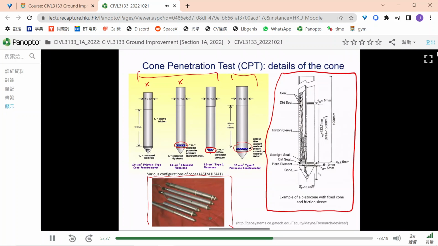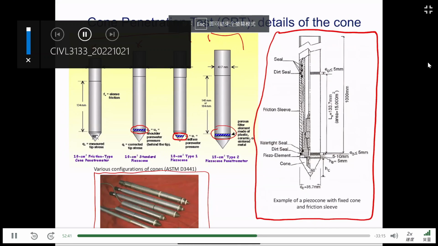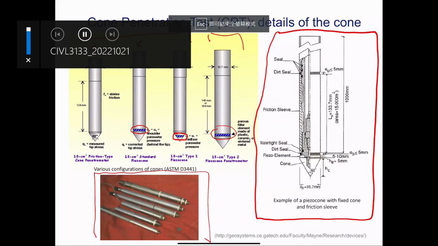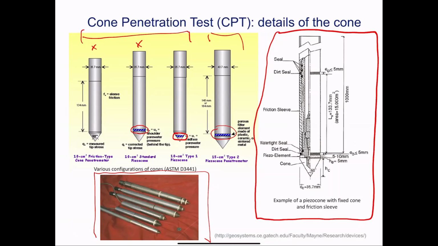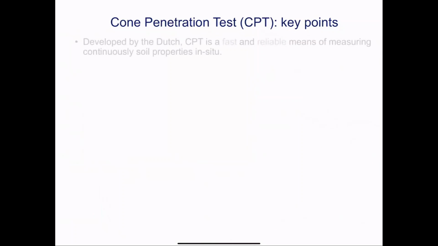Pore pressure measurement. We're not going to get into detail of this, but there are various elements of seals. There are piezoelectric elements. There are strain gauges essentially used to measure sleeve friction, tip stress, and pore pressure. So that's what a typical CPT would look like.